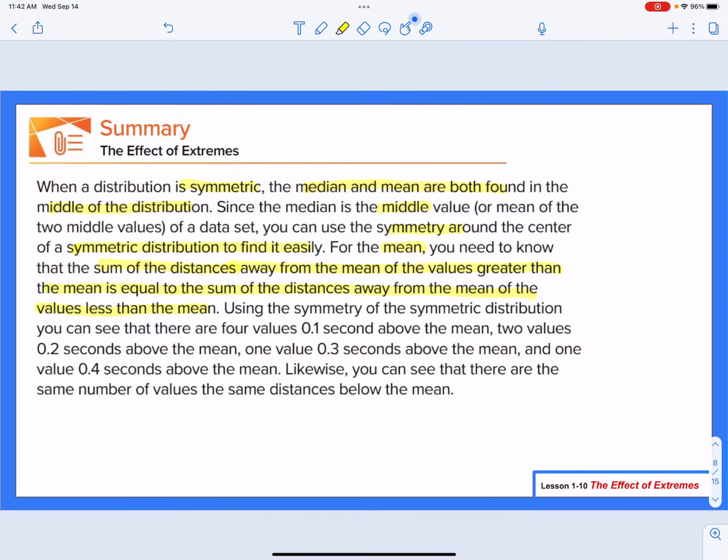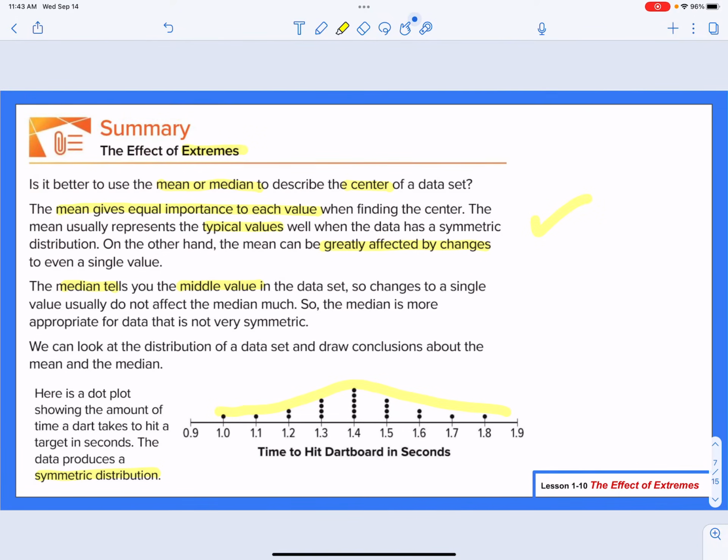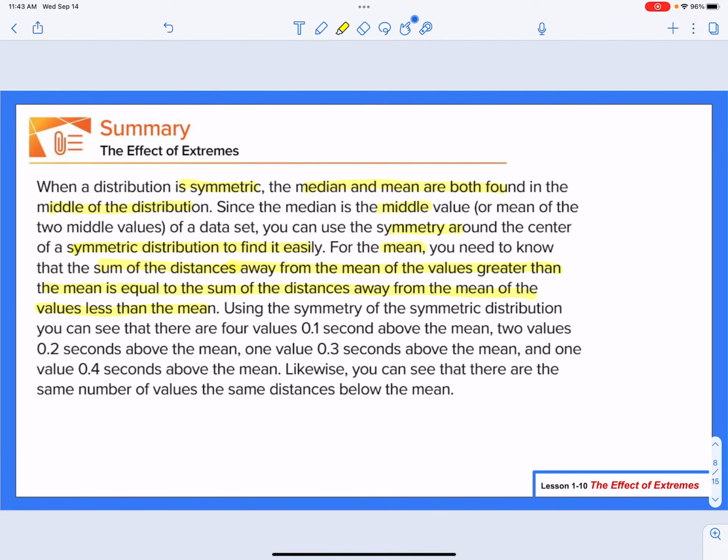So symmetry of the symmetric distribution, you can see there are 4 values kind of above, 2 below, 2 above the mean, and 1 value there. So we can see there's some change here for how things work, okay? So that's just kind of the idea.